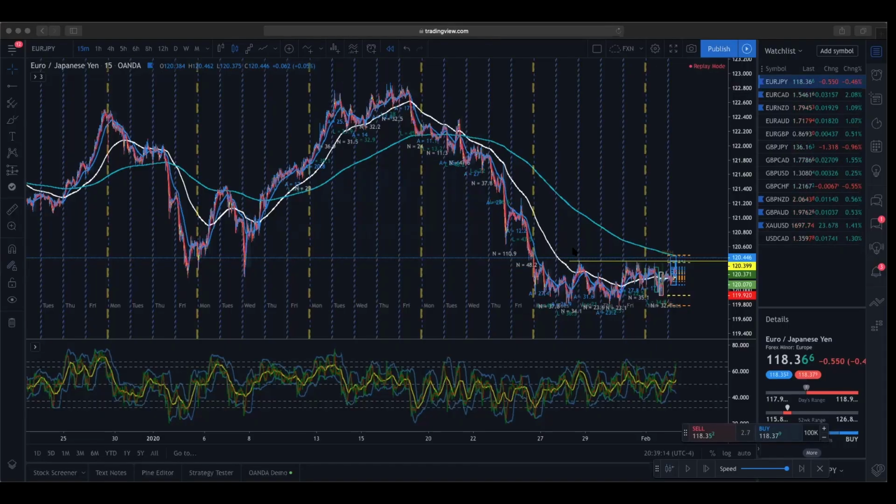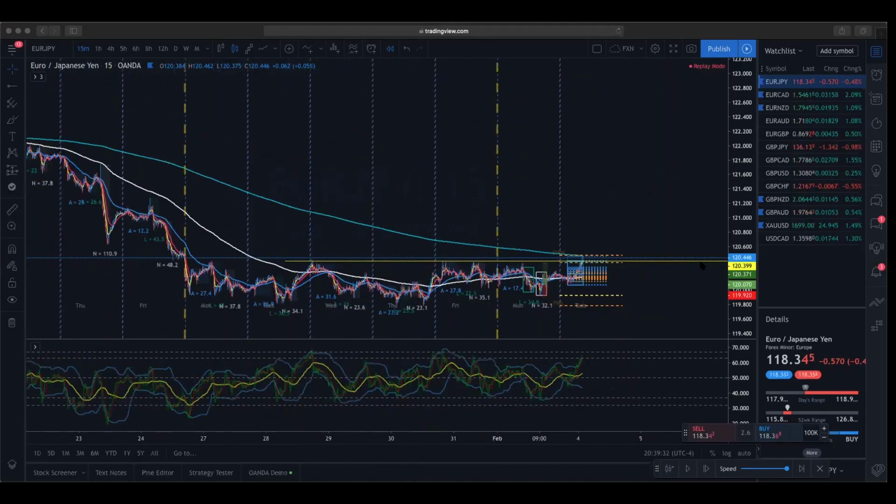And then also we're not going back down as we were the previous week. You know what I mean? So that's also a good thing as well. So let's continue on here to see.